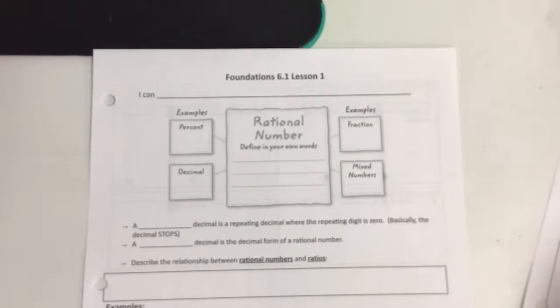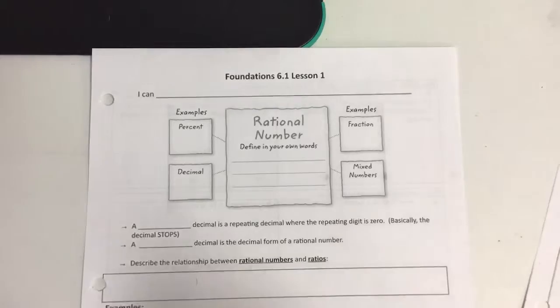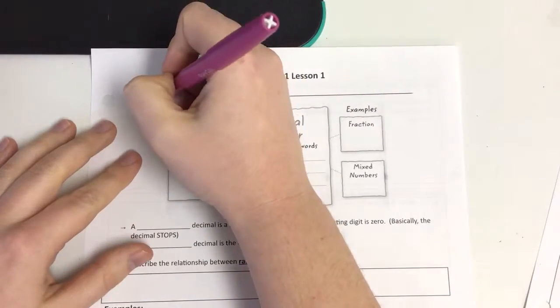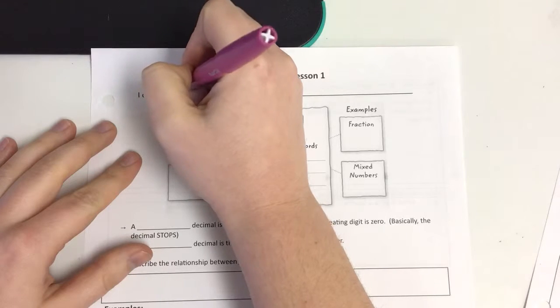This is 6.1, lesson 1. So for this lesson, we are going to determine if numbers are rational.